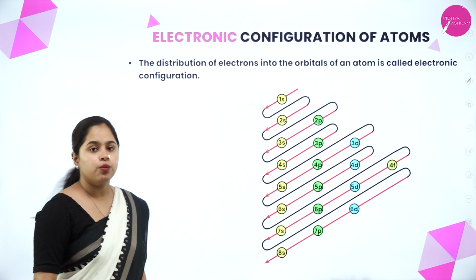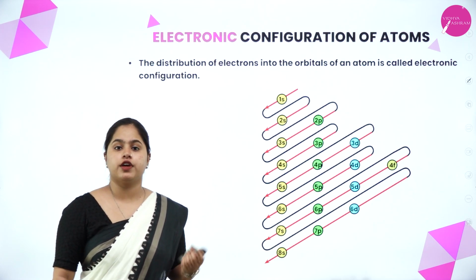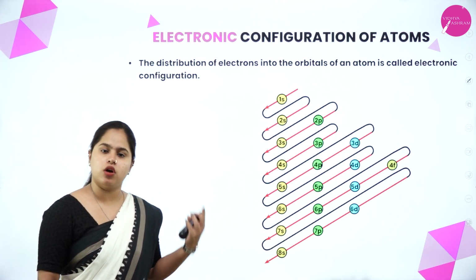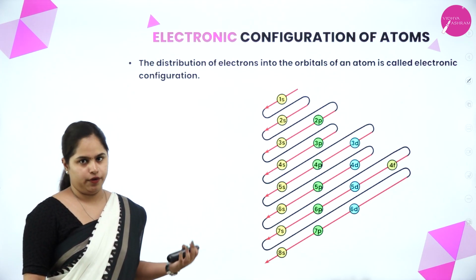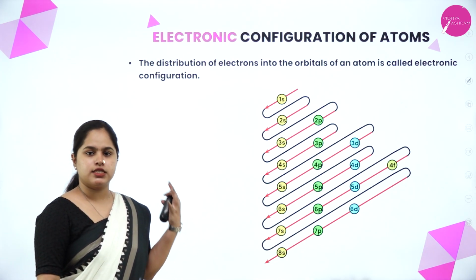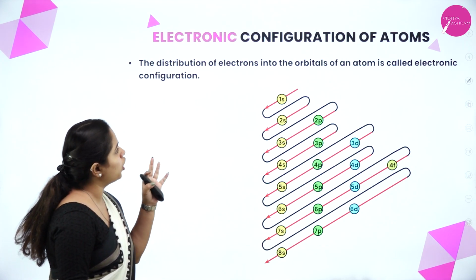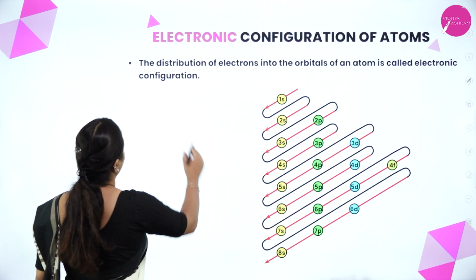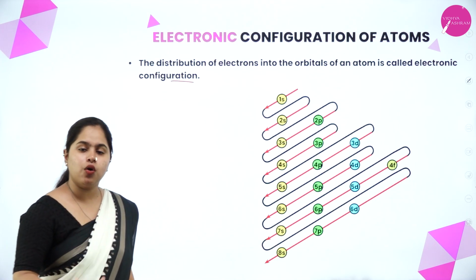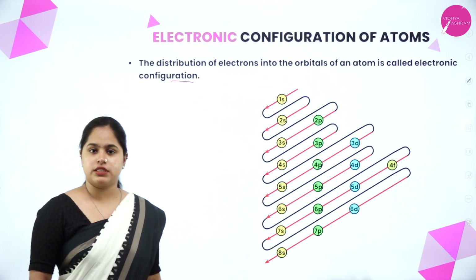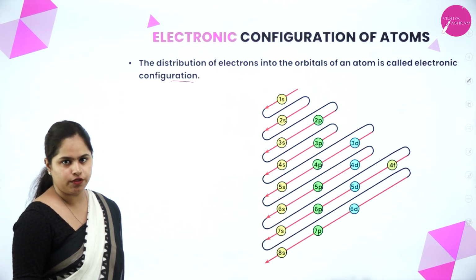Now, moving on to electronic configuration of atoms. So, what is electronic configuration of atoms? You already know how to write the electronic configuration of atoms. We have already studied this in our earlier classes. The distribution of electrons into the orbitals of an atom is called electronic configuration. How the electrons are distributed in different orbitals is called the electronic configuration of atoms.